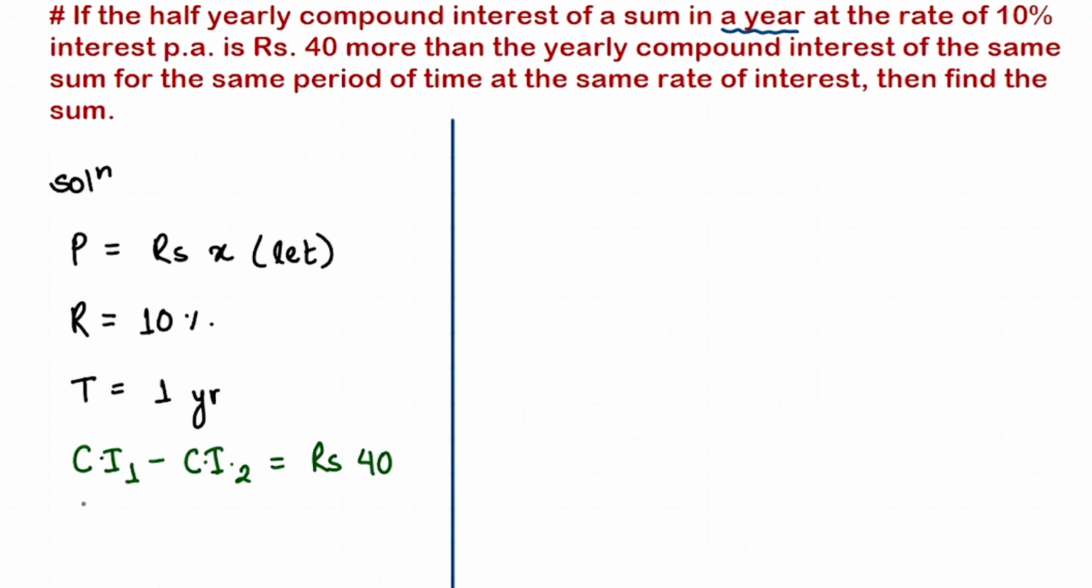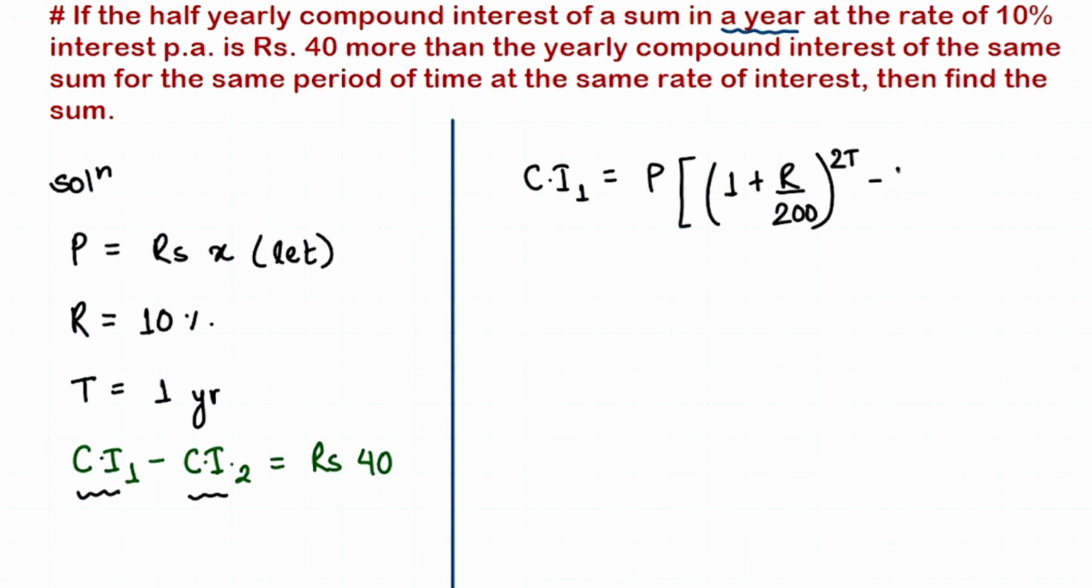So the first thing that we are going to do is find this compound interest 1 and compound interest 2, okay? Remember that this compound interest 1 is our half yearly and the compound interest 2 is our yearly compound interest. Okay, so first let's just find our half yearly compound interest, right, which is CI1. And we know the formula of half yearly compound interest is P[(1 + R/200)^(2t) - 1], in case of half yearly.